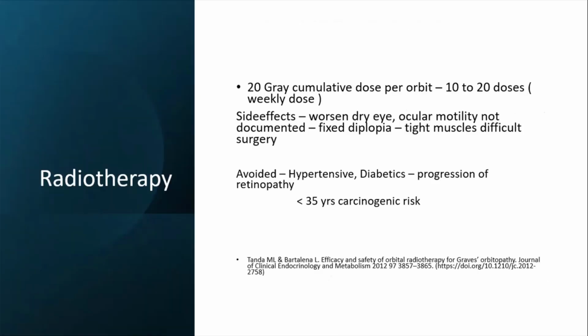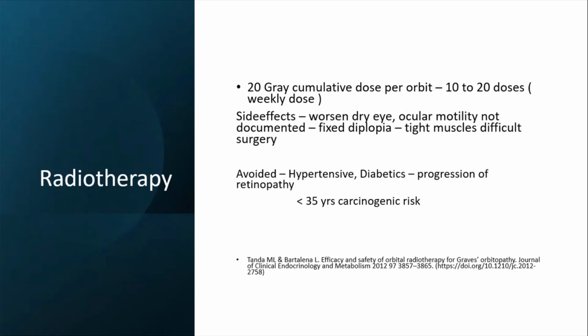Now we'll go to radiotherapy in a bit. Radiotherapy: the total dosage is 20 gray or 2000 centigray, which is the total cumulative dose, spread along 10 to 20 doses. It's a weekly dose. Some centers do use radiotherapy, but because of its side effects, it worsens dry eye in patients who already have dry eye in thyroid orbitopathy.